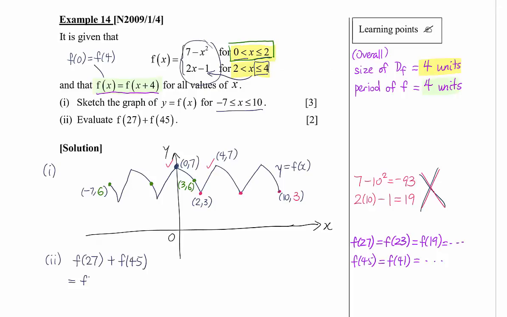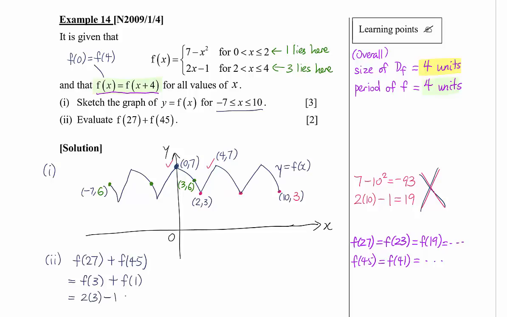So f of 27 is actually equal to f of 3, and f of 45 is equal to f of 1. Since 3 lies in the second subdomain, whereas 1 lies in the first subdomain, we just apply the respective rules. Actually, we have found them earlier, but I'll just do it one more time. Okay, so for f of 3, it will be equal to 2 times 3 minus 1. For f of 1, it will be 7 minus 1 squared. We press our calculator and we get the answer 11.